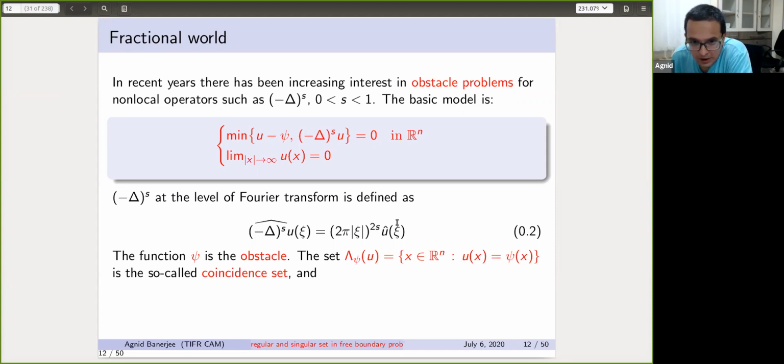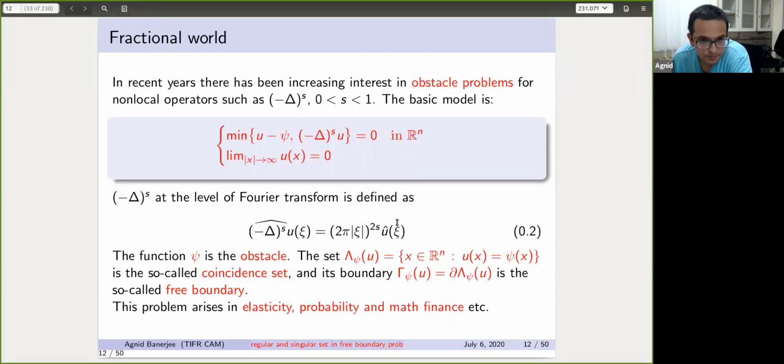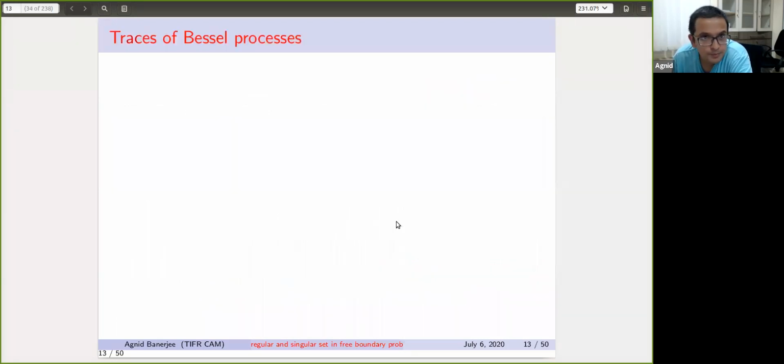I will have these notations. I will denote by lambda the coincidence set, and the boundary of the coincidence set will be denoted by gamma. These kinds of problems arise in a variety of contexts like elasticity, probability, and math finance, etc.